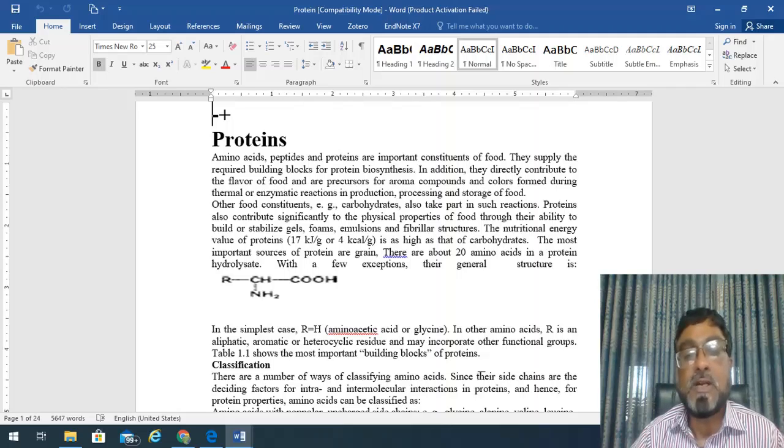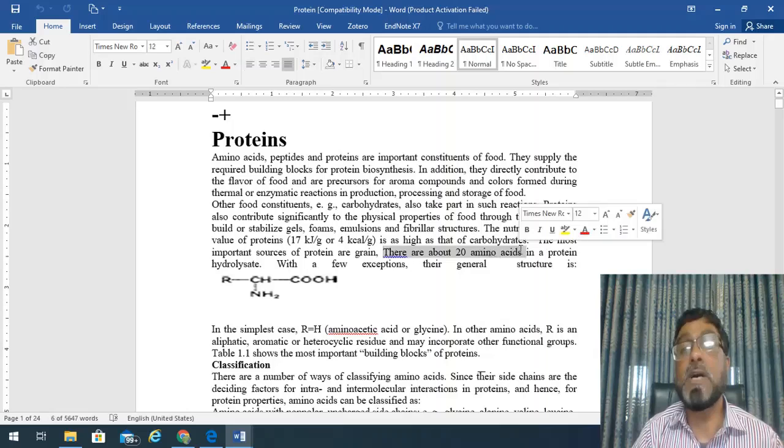So talking about the proteins, as we know, the amino acids are the building blocks for the proteins, and there are about 20 amino acids in the protein. So look at this one. There are about 20 amino acids.